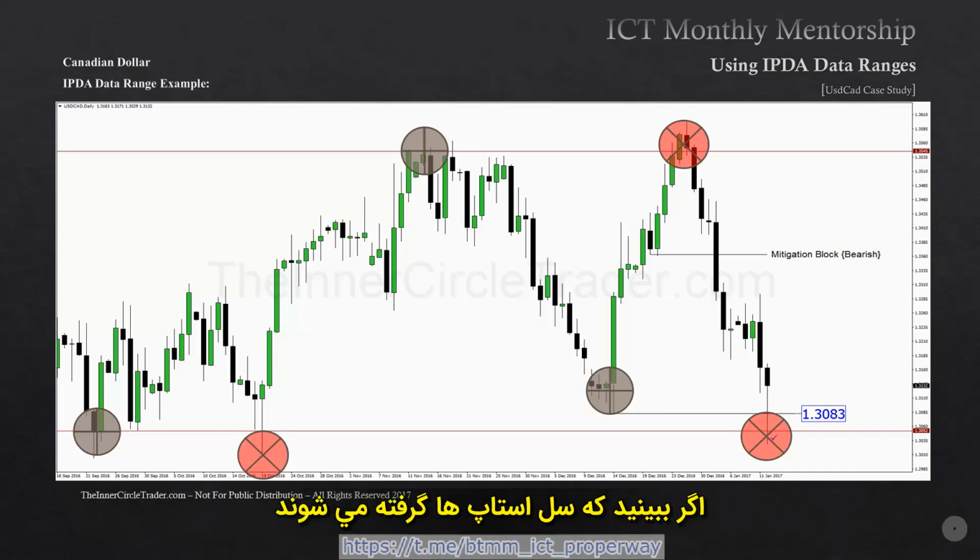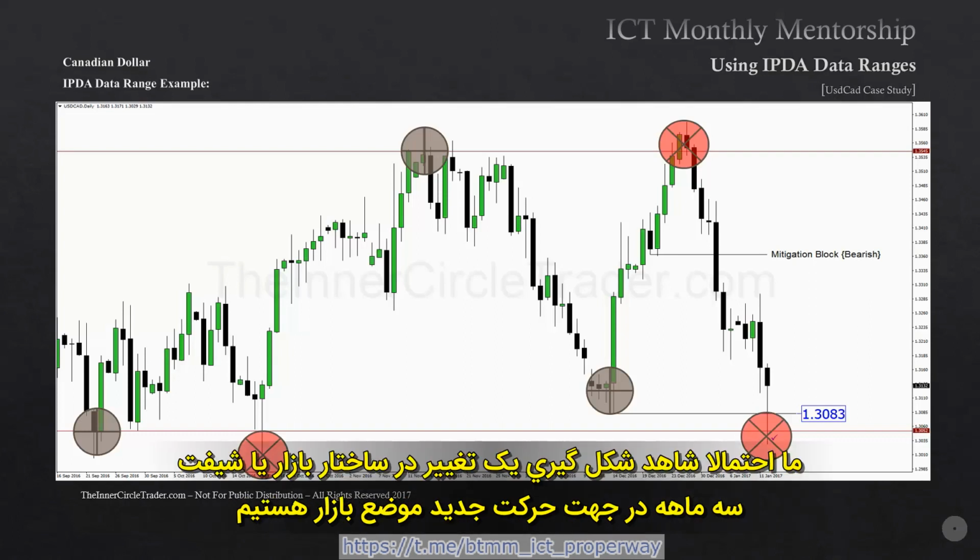If you start seeing sell stops get taken out, we're probably making a quarterly shift. And the reverse is true. If we're below the last 60 days low, we're really oversold. We're in a deep discount market. And if we start seeing buy stops getting hit, and very rarely do we now see sell stops getting hit, we're probably forming a market structure shift or a quarterly shift for a new direction of the marketplace.